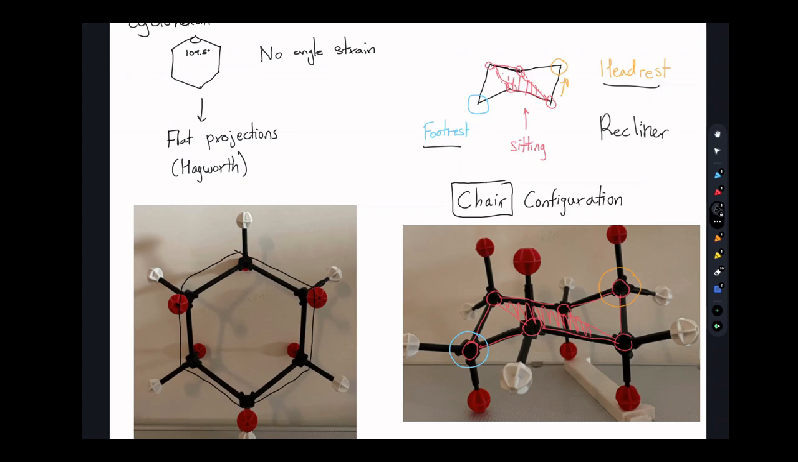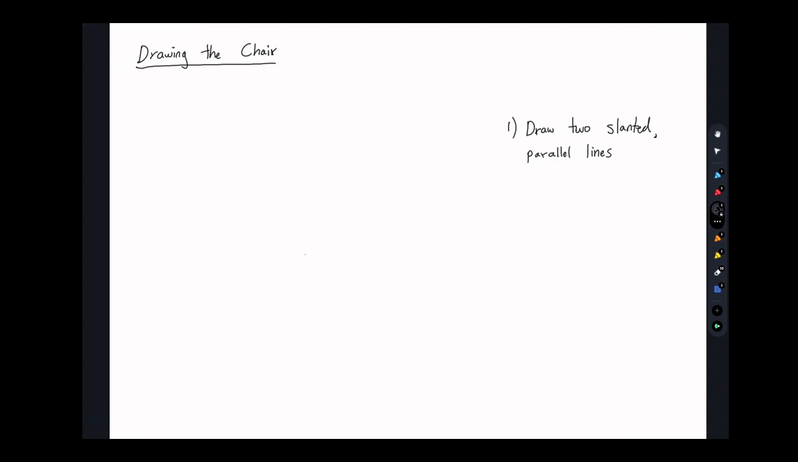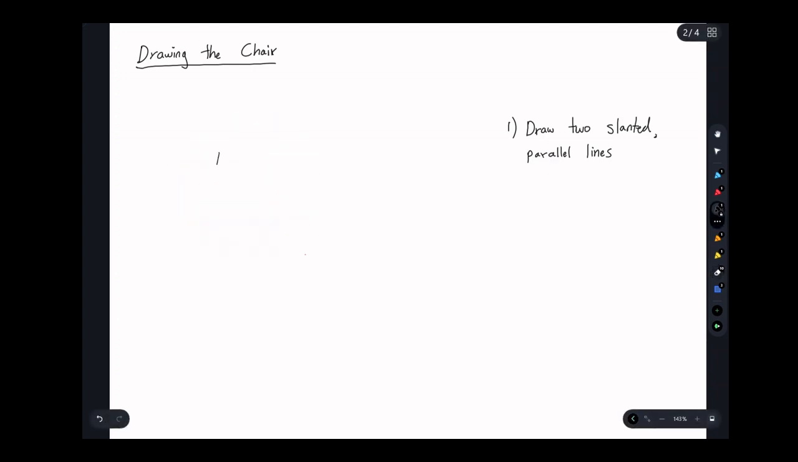Now, when it comes to drawing a chair, lots of students have difficulty, and this can be a very important skill to develop early, so I would recommend taking some time to practice. Let's go through a quick example of how I like to think about drawing a chair. First, I like to draw 2 slanted parallel lines, and importantly, you want to draw them pretty far apart, further apart than they are long. If you draw the lines too close, your chair is going to look very constrained and not have the correct dimensions.